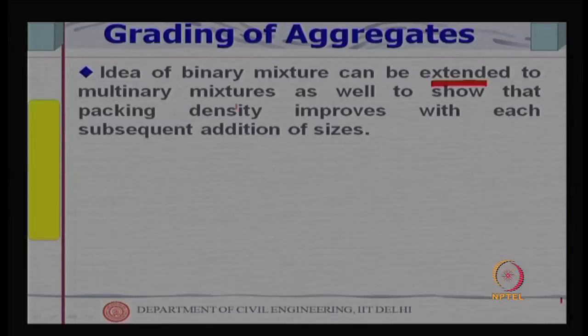Now, I can extend this idea of binary mixtures to ternary, quaternary and so on. So, the idea can be extended to multinary mixtures as well, to show that packing density improves with each subsequent addition of sizes. You add two sizes, you add the third size with appropriate size ratio, packing density will improve. Add a fourth size and packing density will increase further. Fifth size, packing density will increase further and so on. So, as many sizes as you add, packing density increases.